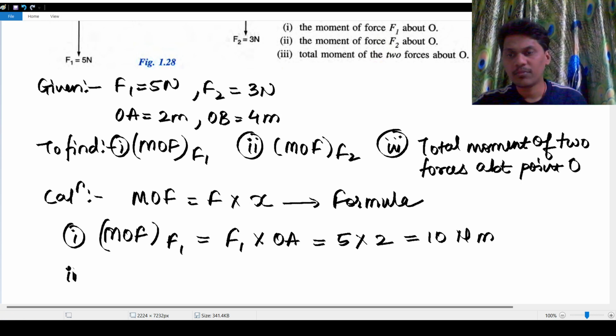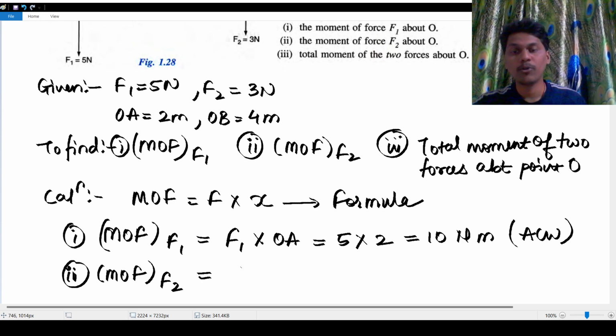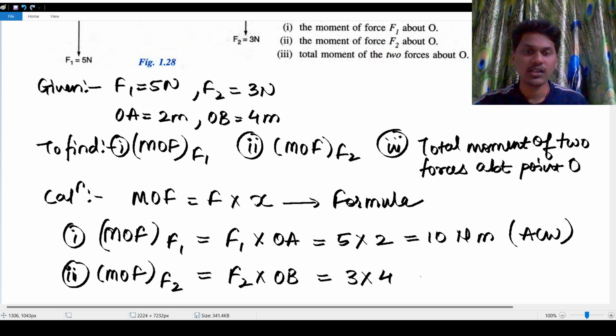Now this moment of force for F1 is in anti-clockwise sense, whereas moment of force F2 about point O is F2 into OB, which is equal to 3 Newton, and OB value has been given to us as 4. So 4 threes are 12 Newton meter. Now this moment of force F2 about point O is in clockwise sense.